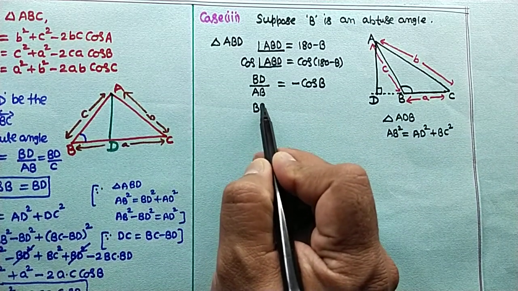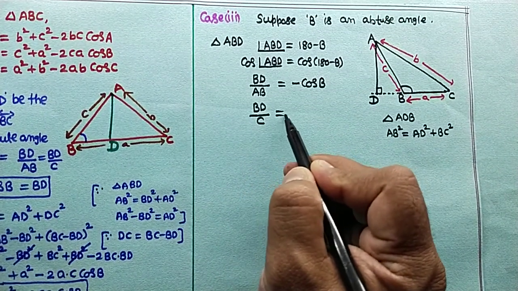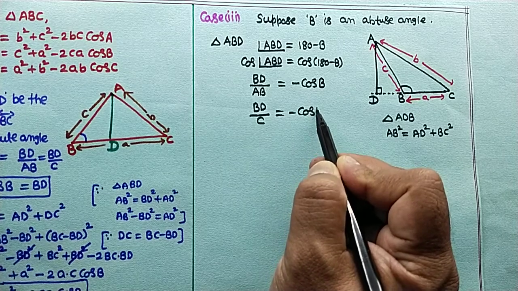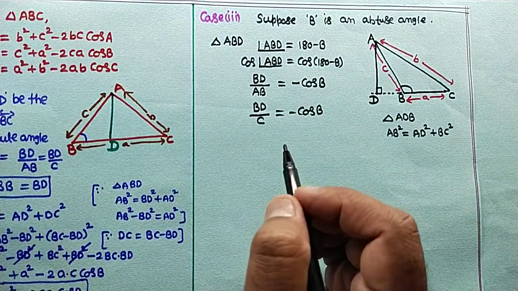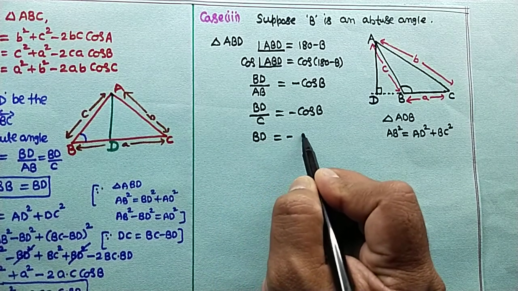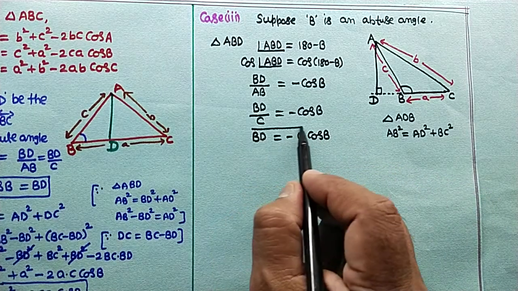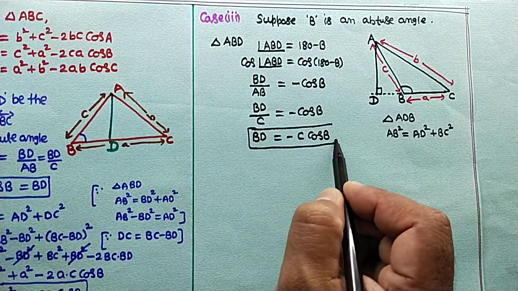BD divided by AB means small c, which is equal to minus cos B. So cross multiply, BD equals minus c into cos B. This is the value of BD.